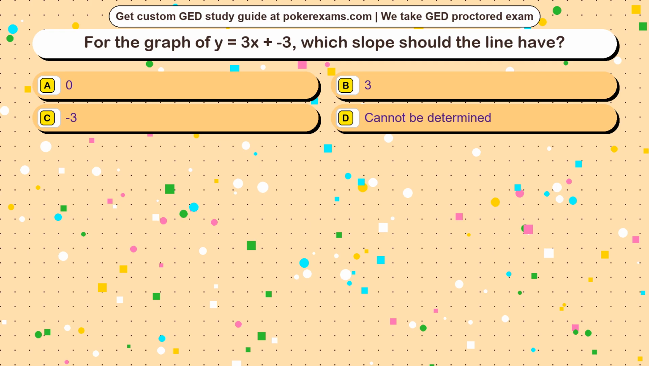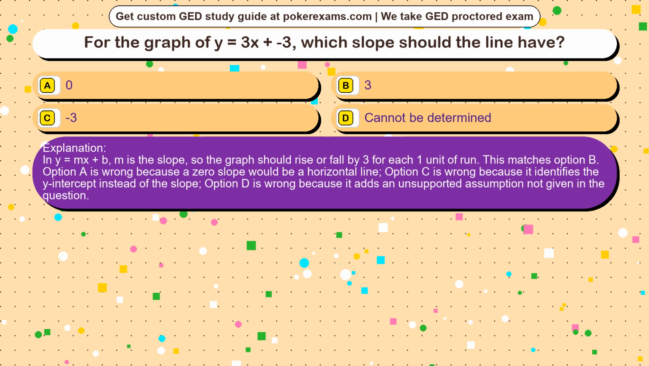The correct answer is option B. In y equals mx plus b, m is the slope, so the graph should rise or fall by 3 for each 1 unit of run. This matches option B. Option A is wrong because a zero slope would be a horizontal line. Option C is wrong because it identifies the y-intercept instead of the slope. Option D is wrong because it adds an unsupported assumption not given in the question.